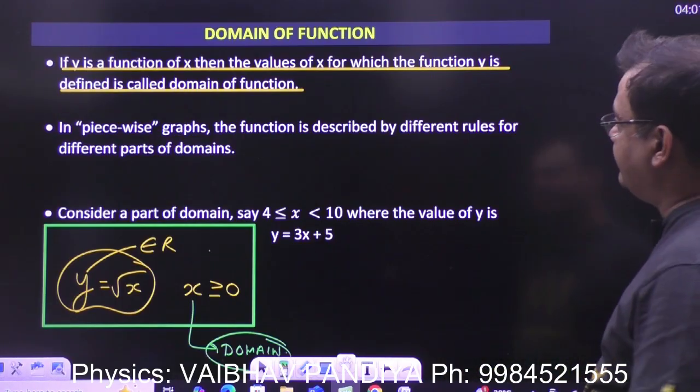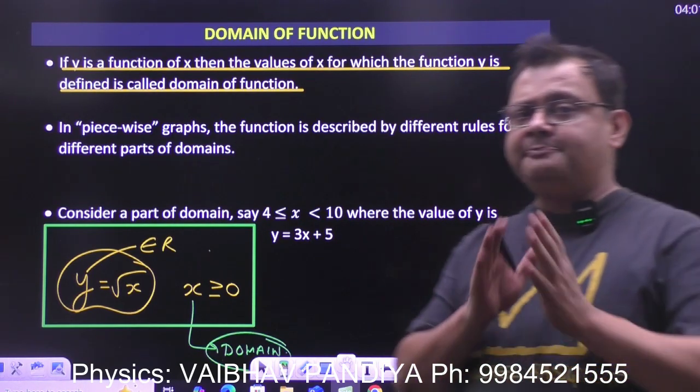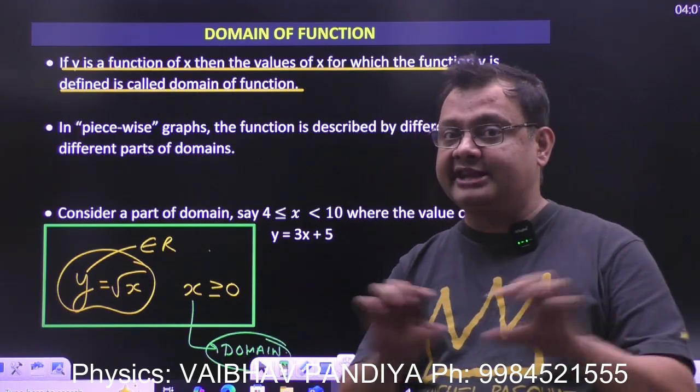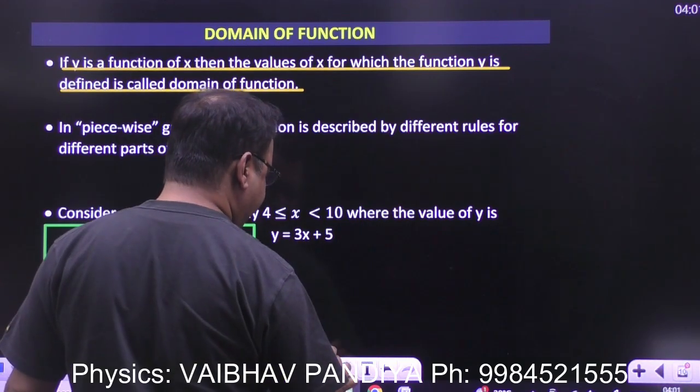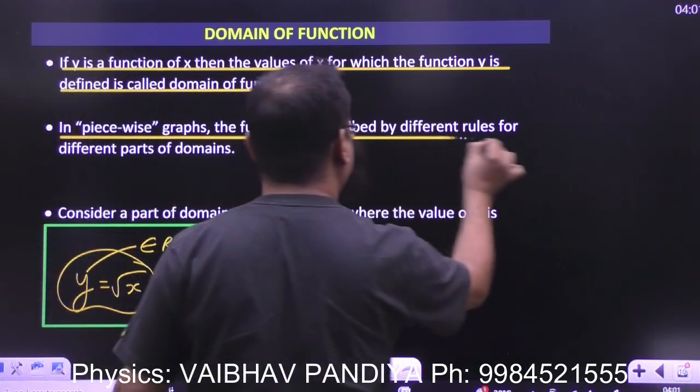In a simple way we can say, if y is a function of x, then the values of x for which the function is defined is called the domain of the function. Got it? Now in piecewise line segment graphs, the function is described by different rules for different parts of the domain.